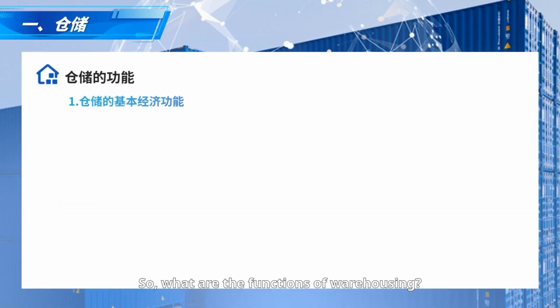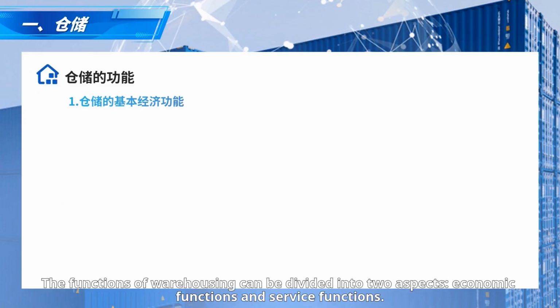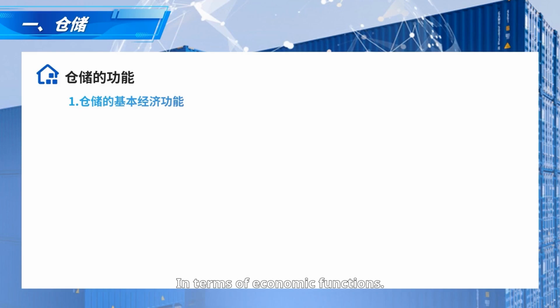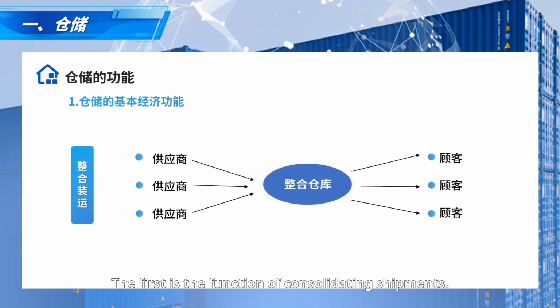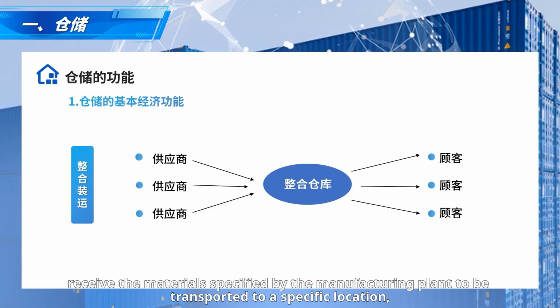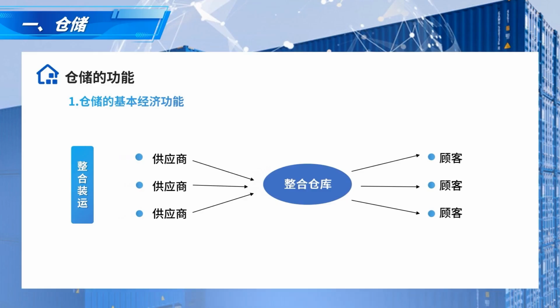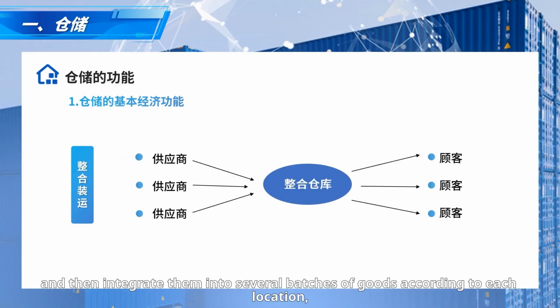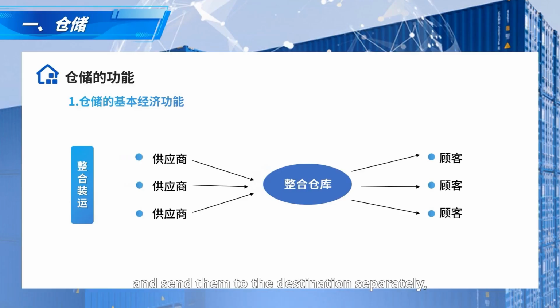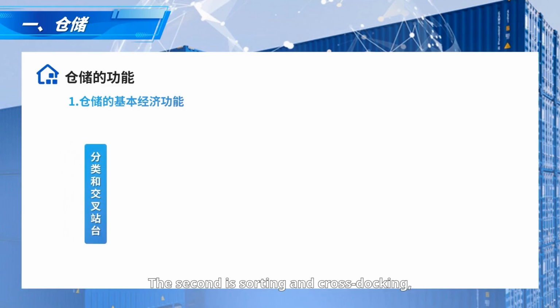So, what are the functions of warehousing? The functions of warehousing can be divided into two aspects: economic functions and service functions. In terms of economic functions, the first is the function of consolidating shipments. The consolidation warehouse receives the materials specified by the manufacturing plant to be transported to a specific location, and then integrates them into several batches of goods according to each location, and sends them to the destination separately, which will reduce transportation costs. The second is sorting and cross-docking.